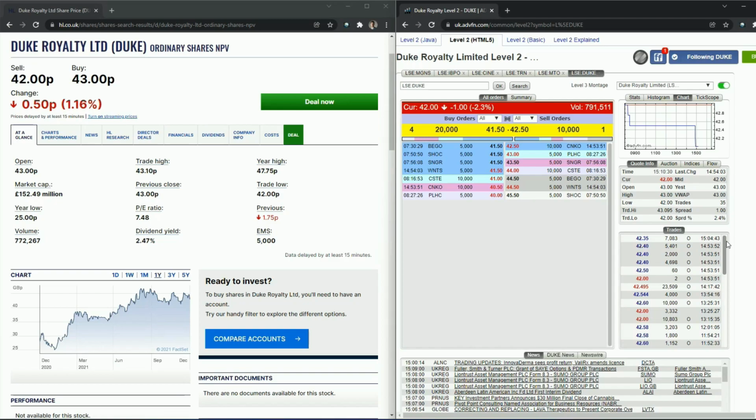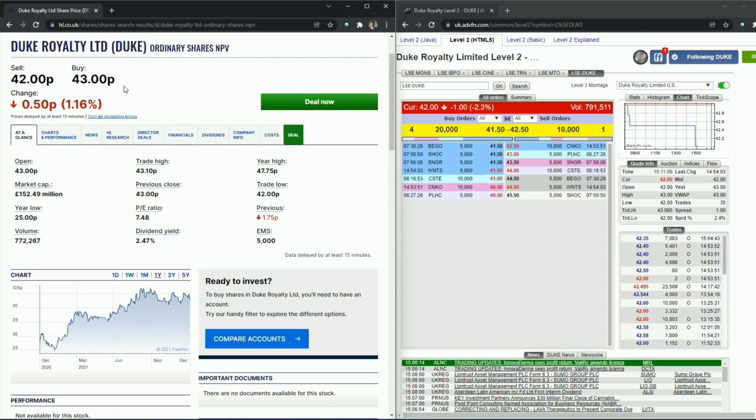Now the first thing you'll notice is that on the right hand side here, level 2, we've got the sell price of 41.50 and the buy price of 42.50. If we compare that with the sell price of 42 and 43 on HL, you'll notice they're not the same. That's obviously slightly confusing. Why is that? Well, level 2 here is the live order book as it stands at this very moment in the day. It's a live view of the order book. Level 1 data, and most companies that offer level 1 data operate like this, is always slightly behind. You'll notice here we've got the disclaimer, data delayed by at least 15 minutes. And that's why these two aren't the same.